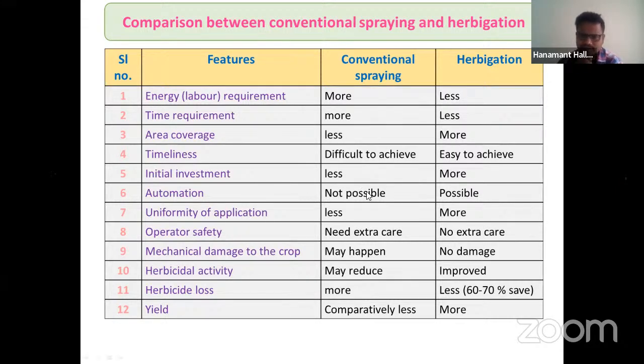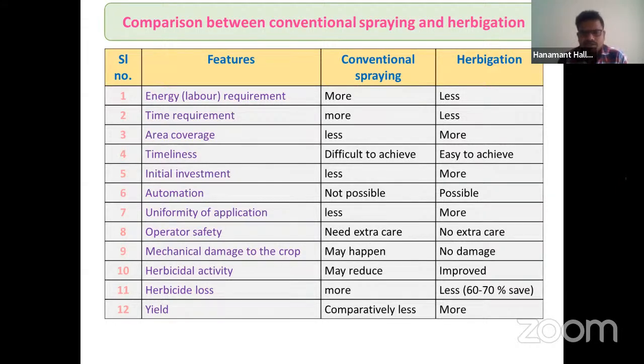Then automation is not possible in case of conventional spraying, whereas there is more possibility of automation in herbigation. Then operator safety needs extra care in case of conventional spraying, whereas in herbigation no extra care is required for operator safety. Then mechanical damage to the crops, there may be chances in case of conventional spraying, but in case of herbigation there is no damage. Herbicidal activity may reduce in case of conventional spraying, whereas in case of herbigation it will be improved.